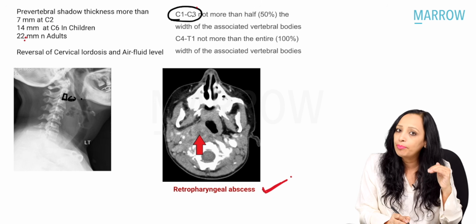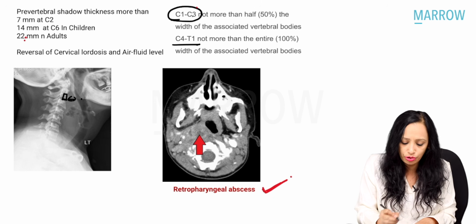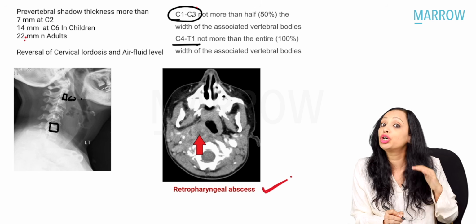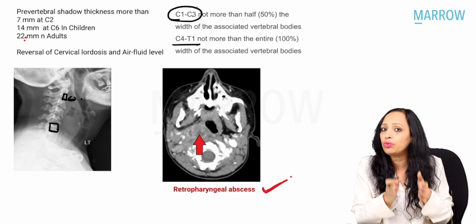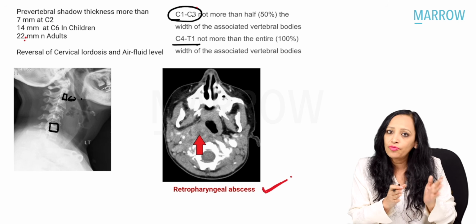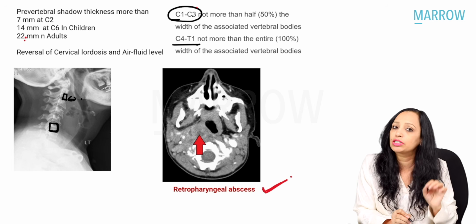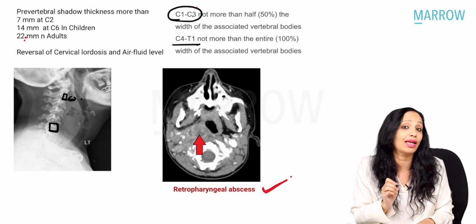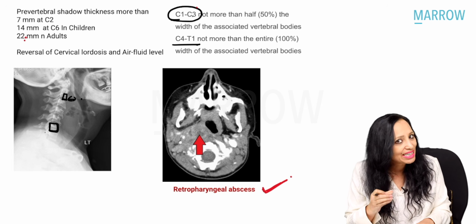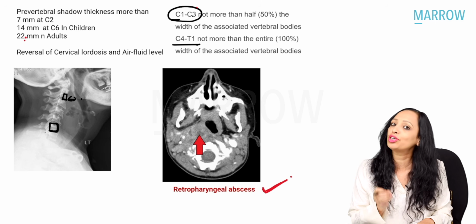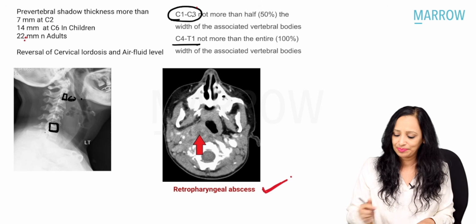And from below C3, that is from C4 to T1, the width of the prevertebral shadow should not be more than the entire width of the vertebral body. So if it is less than the entire width of the vertebral body, that is this much, then it is normal. If it is more than that, it means that the prevertebral shadow is increased, suggesting that there is some abscess of either the retropharyngeal or the prevertebral space.